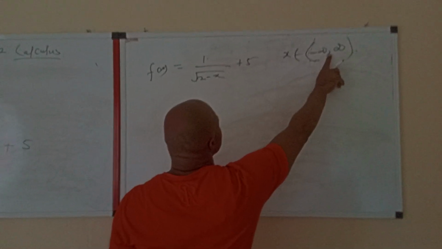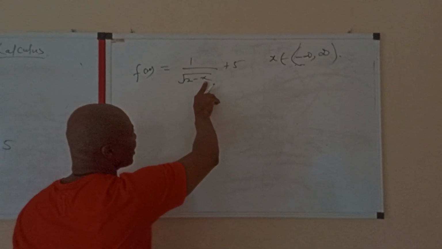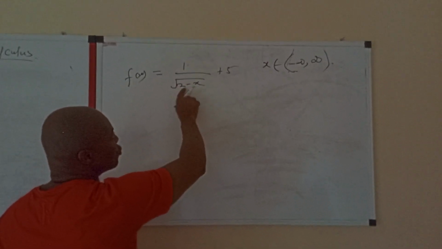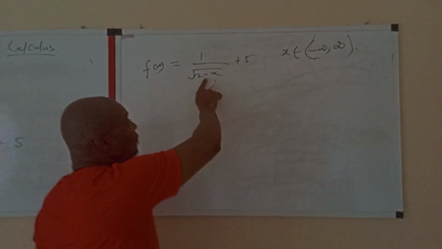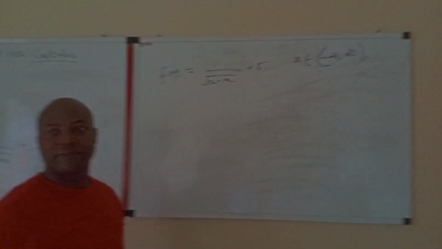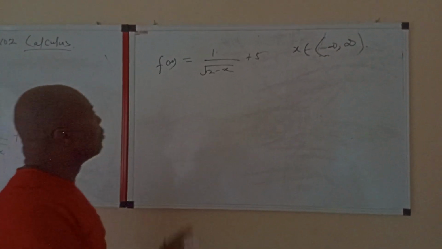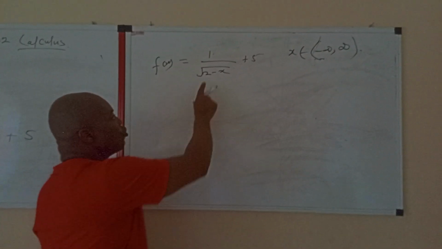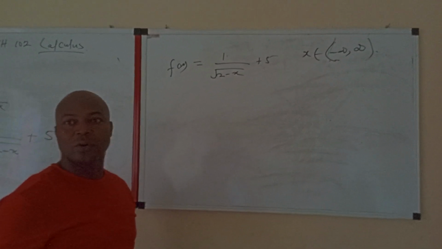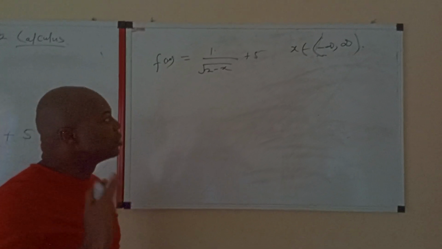But there is a number, 2. If we put 2 here, you will see that 2 minus 2 will make this thing 0. And if you make this thing 0, you will make the thing undefined. So in this place, we do not need 2, because 2 minus 2 will make this thing 0, and it will be undefined. So we do not need 2.